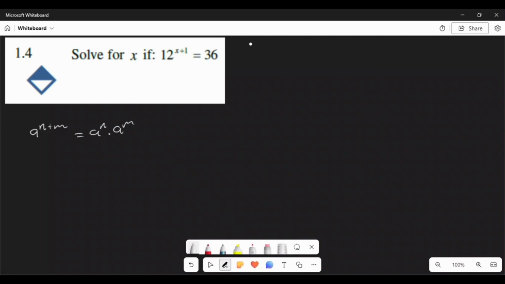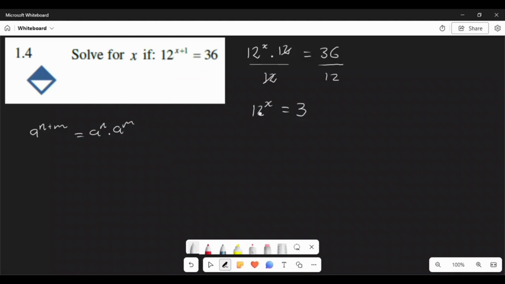So let me rewrite it here. I can say 12 to the power of x multiplied by 12 to the power of 1. Even if you don't write it, it's fine. And this is equaling 36. So from here you can divide by 12. Let's divide by 12 on both sides. If I divide by 12 here, 12 and 12 give us 1. So we are left with 12 to the power of x, and here 36 divided by 12, we are left with 3. From here, guys, there's nothing more we can do.